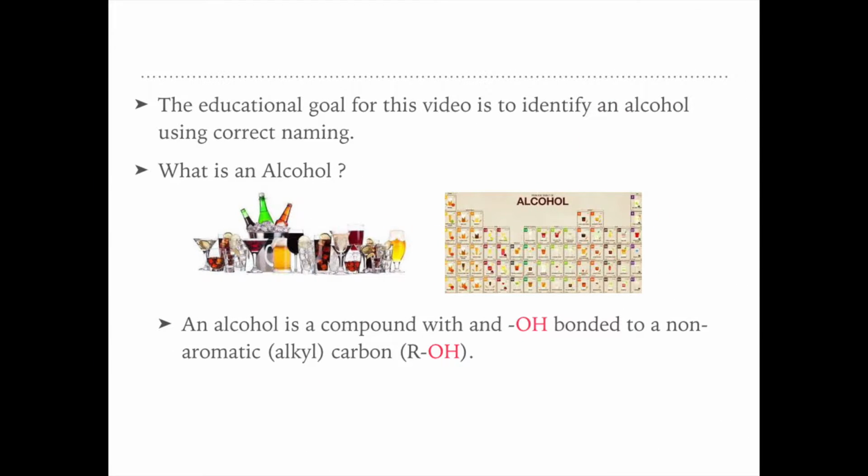The educational goal for this video is to identify an alcohol using correct naming. What is an alcohol? No, not that kind of drinking alcohol. An alcohol is a compound with a hydroxyl, the OH group, bonded to an alkyl group. In this case, that will be represented by an R.